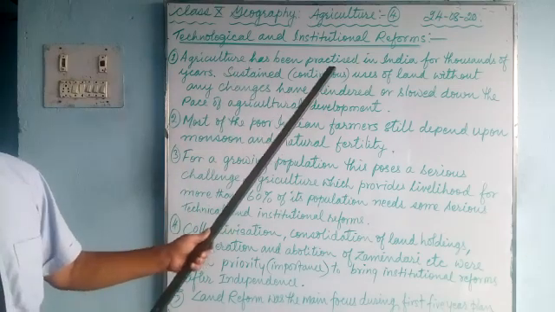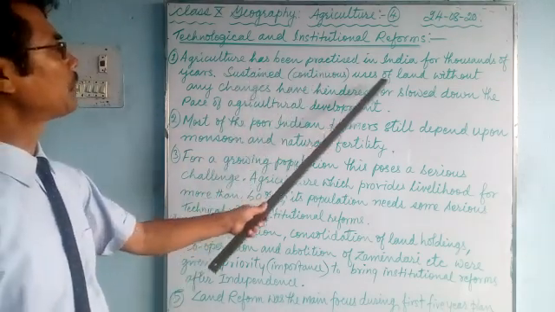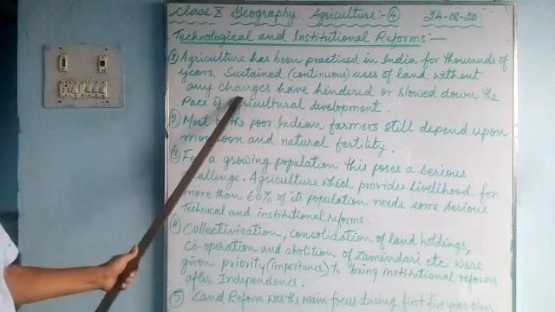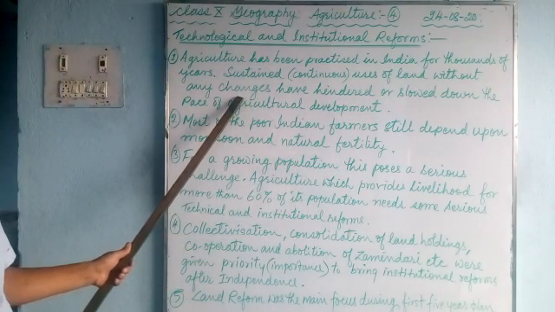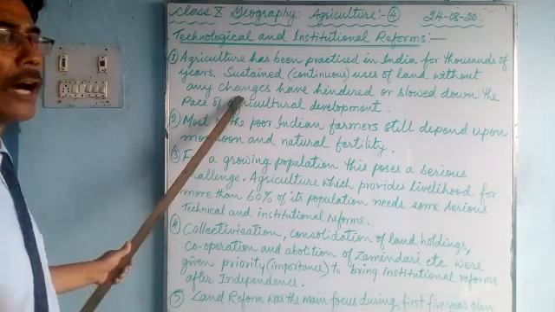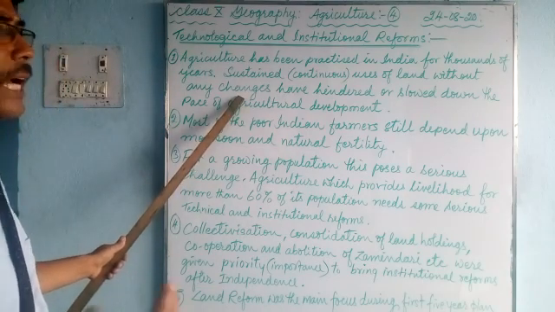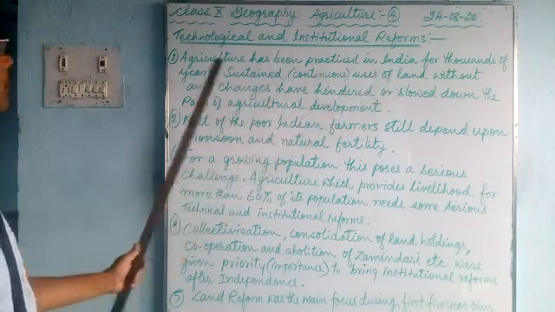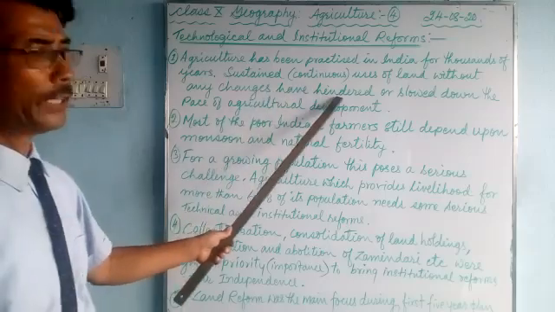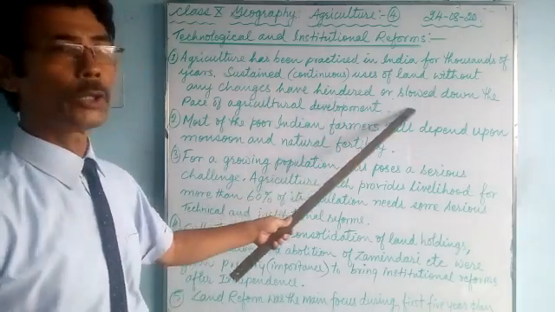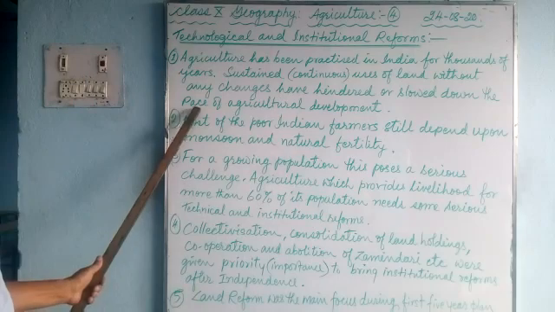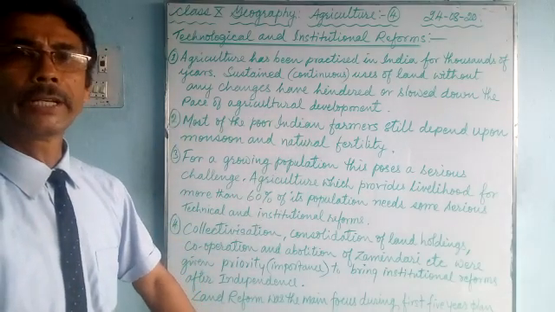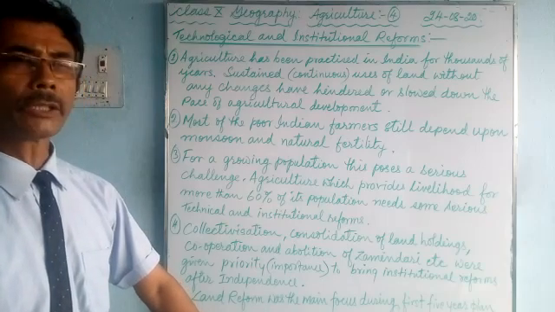Sustained uses of land. Continuous use of land without any changes, carrying on farming in the same piece of land all the time, year after year, has hindered and slowed down the pace of agricultural development. The production will go slowly down. Production will not increase. Why?